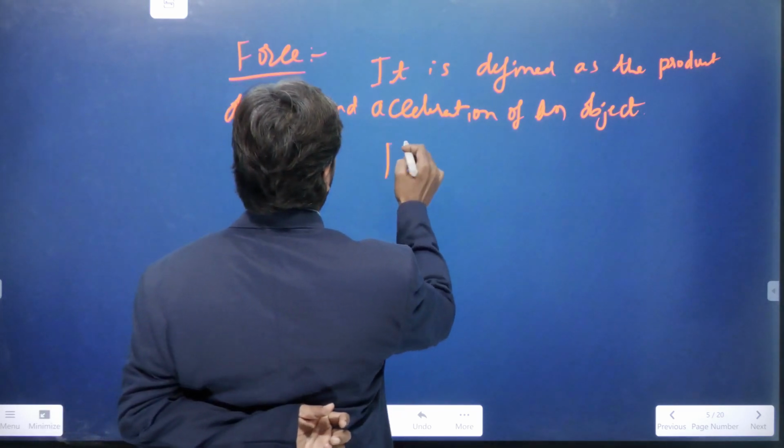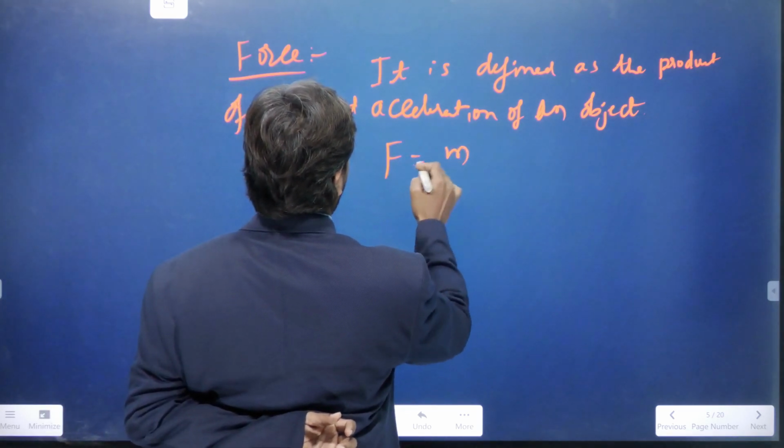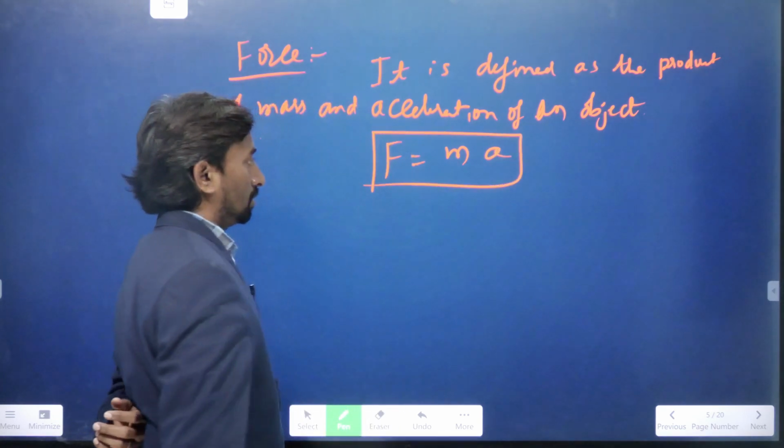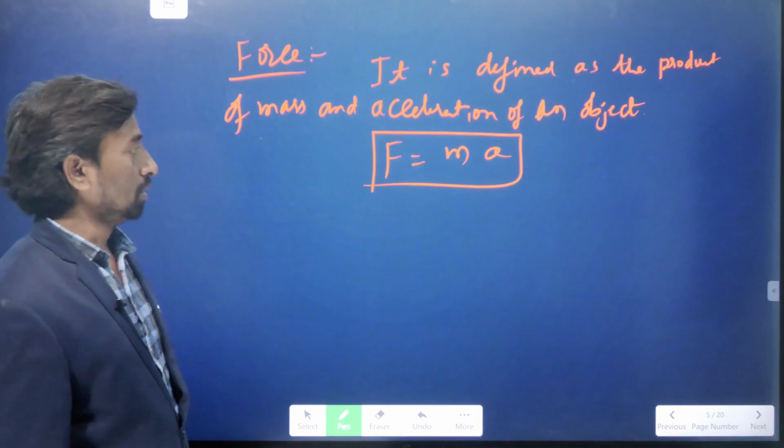So the force can be denoted by the letter F, mass is small m, and the acceleration of the body is a here. So F is equal to m into a will be the mathematical expression for the force.